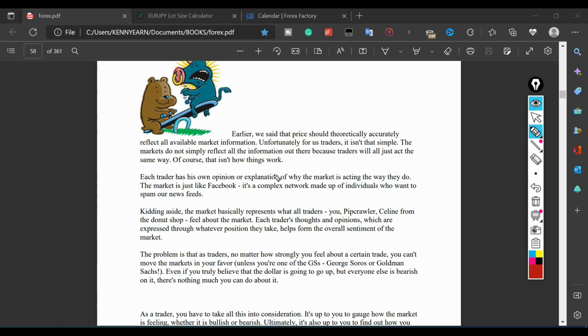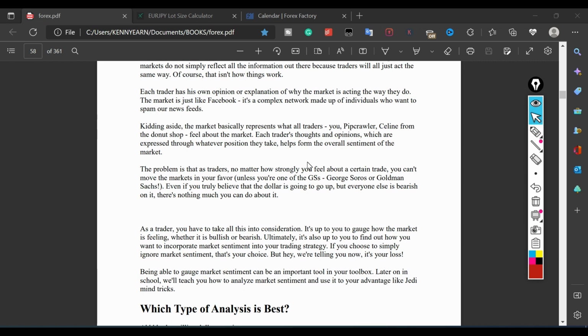So earlier, we said that the price should theoretically accurately reflect all available market information. Unfortunately, for us traders, it isn't that simple. The markets do not simply reflect all the information out there, because traders would then all act the same way. Of course, that isn't how things work. So traders actually react to how they feel about the market. All right, so that's what it means here. Some traders would say, I think the market is going to do this. Some traders will say, I think the market is going to do that.